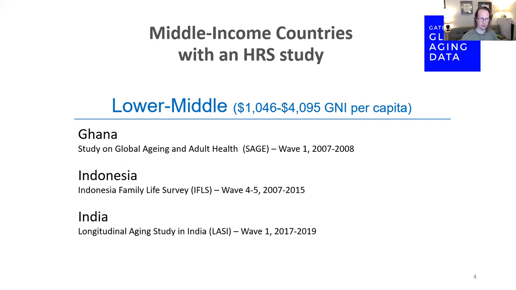In Indonesia, there's also a study called the Indonesian Family Life Survey, or IFLS. It is actually an older study, but starting at wave 4, they adjusted IFLS to be more similar to the question wording in the HRS family of studies. So it's considered comparable starting at wave 4, and they've done wave 4 and wave 5, and those cover the years 2007 to 2015.